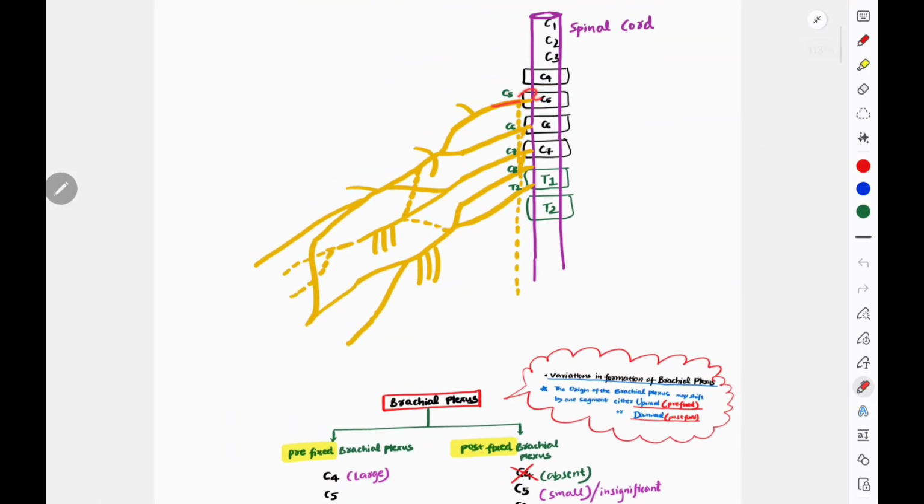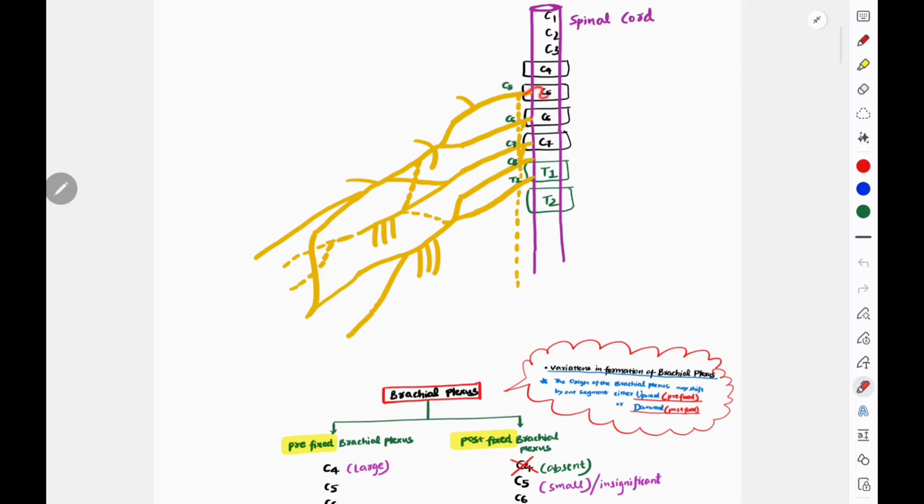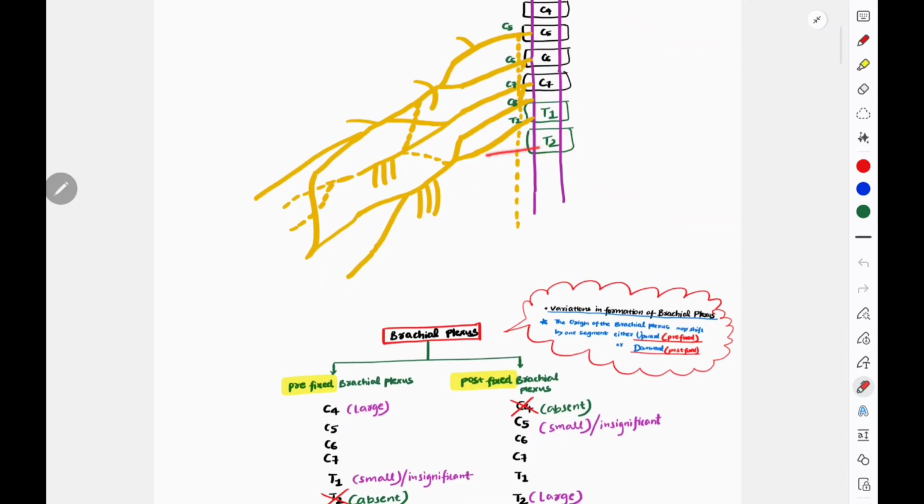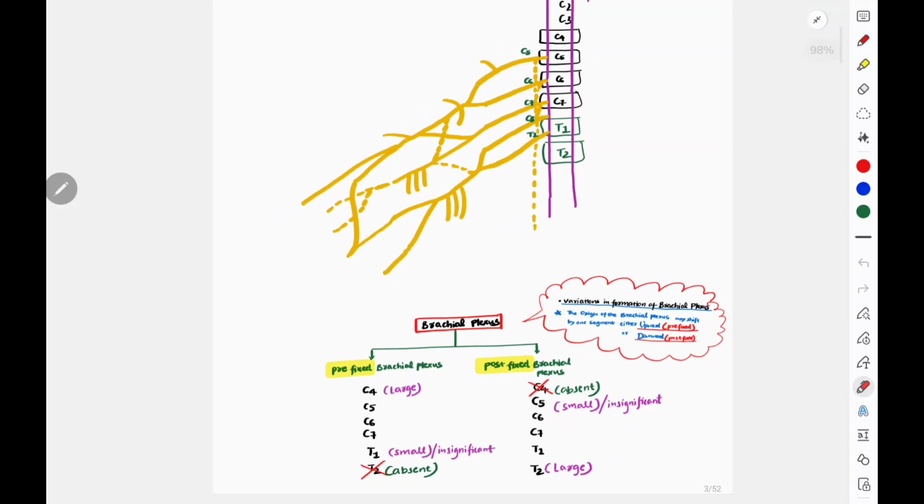See the final diagram. In the prefixed, it may arise from here. So it has displaced one step above, that is prefixed. If it begins from C5, and the contribution extends to T2 also, it has displaced one step below, so it is the post-fixed brachial plexus.